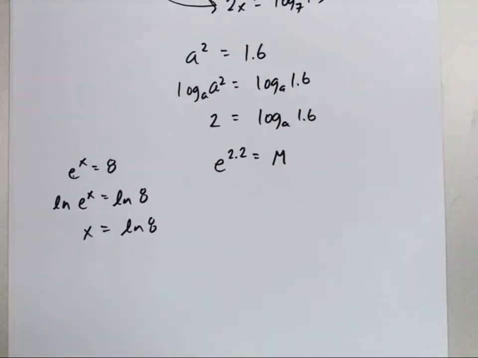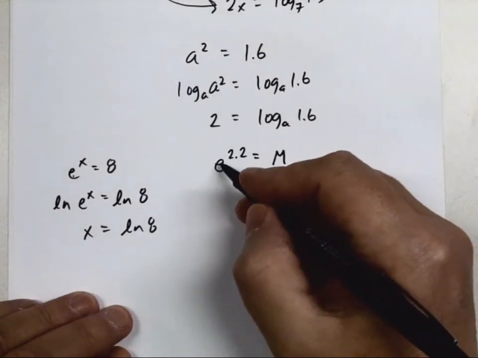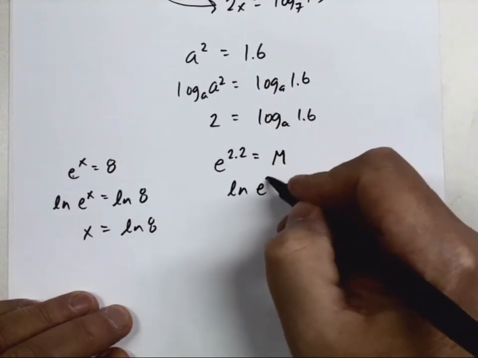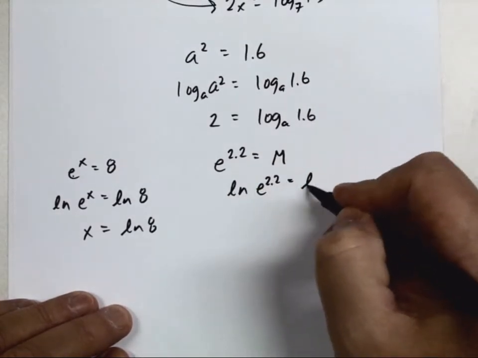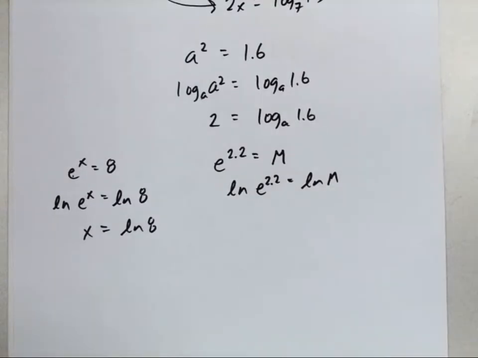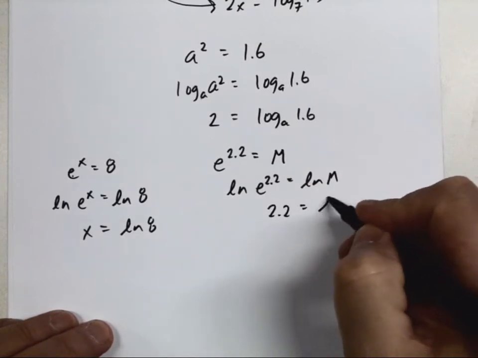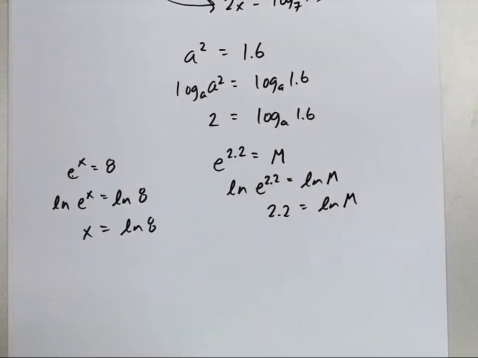This one here is a little tricky because they stick in a variable in here. e to the 2.2 equals m. If we want to rewrite that as a log equation, the whole key is what's the base of my exponent. That determines what kind of log I take on both sides. In this case, I want to take natural log. So 2.2 equals natural log of m. All right, hopefully not too hard, right?